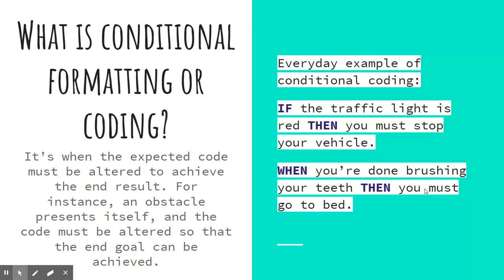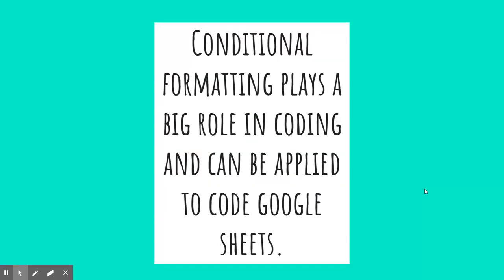So you might be wondering, what is conditional formatting? Conditional formatting, and coding in general, is giving a computer or a program instructions on exactly what to do when something happens. So for example, an everyday example would be, if the traffic light is red, then you must stop your vehicle. Or, when you're done brushing your teeth, then you must go to bed.